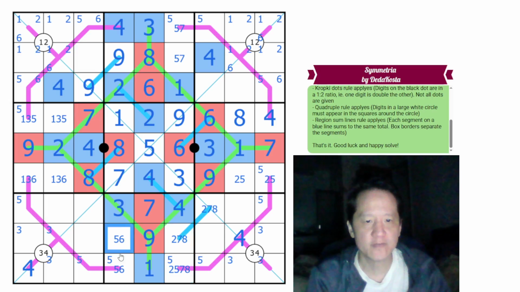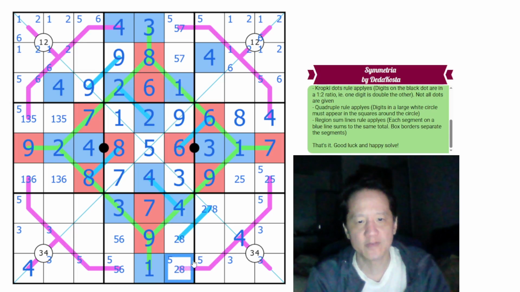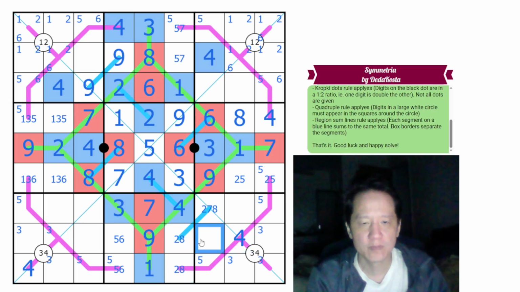So we have a 5, 7, 5, 7 pair, which eliminates 5 and 7 in the rest of the column. So this can't be 7. This can't be 5 or 7. So this is 2 or 8, which means this can't be 5. This can't be 7 because one of these is 2 or 8.